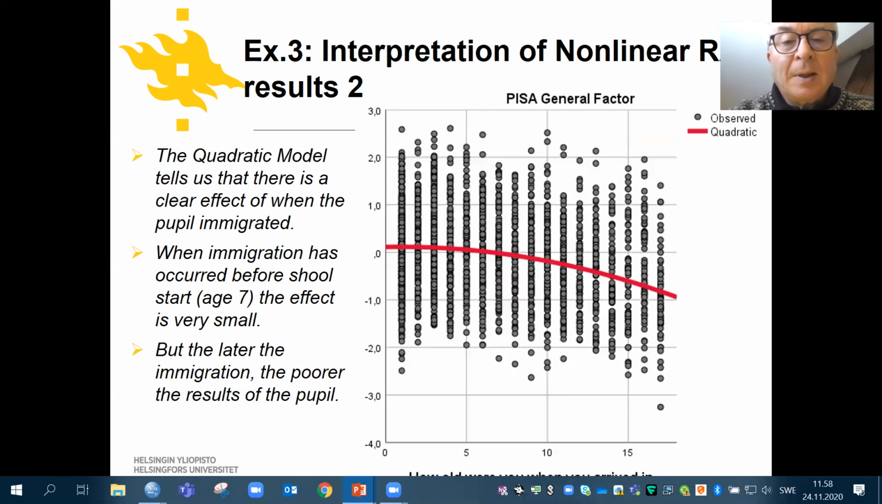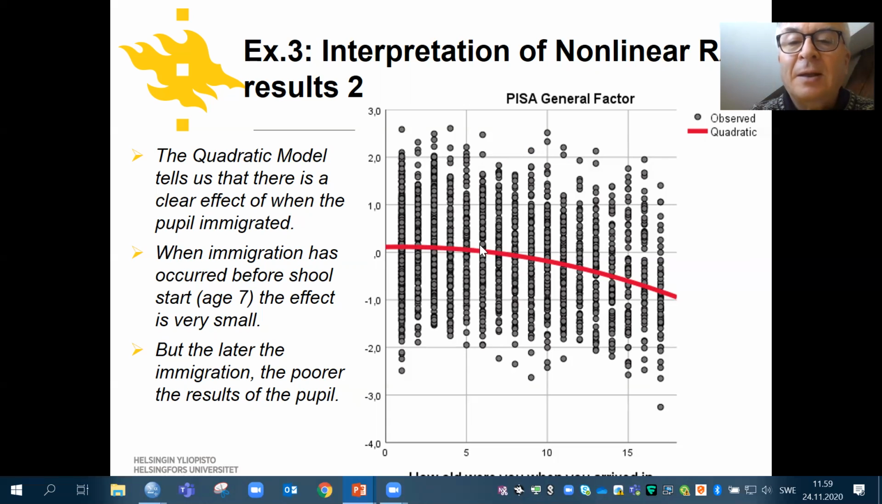And here the quadratic model clearly tells us that something is happening. The later the student has arrived in the country, immigrated to the country in question, the less well they do in the PISA knowledge tests. And actually you can see something else that is also interesting. Since there is a nonlinear relationship here, you can see that for the first 6 or 7 years, the difference is very small, almost no difference here.